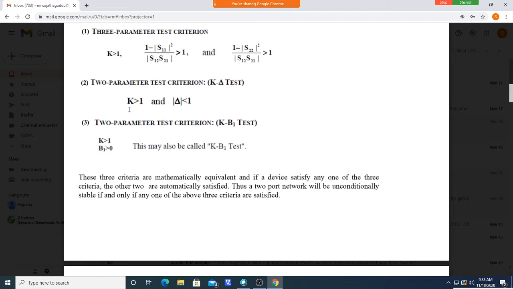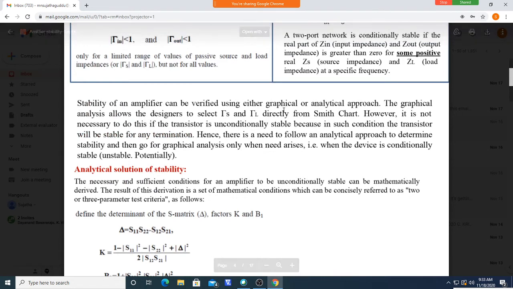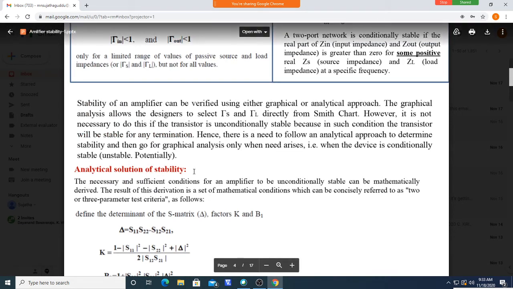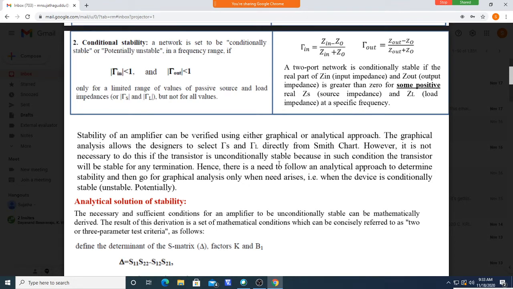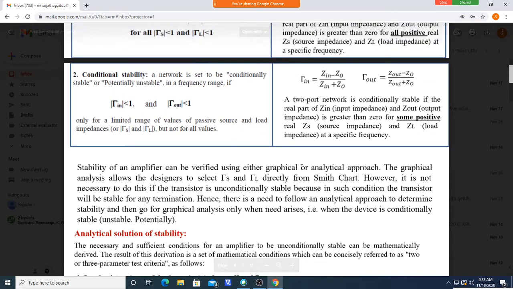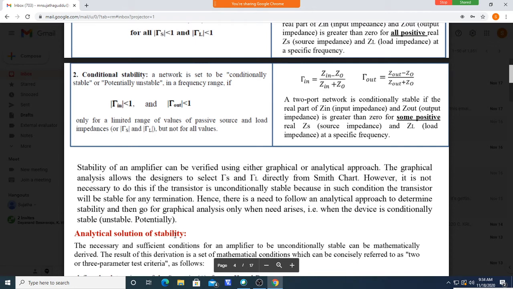If unconditionally stable, you need not go for the graphical method. Analytical solution is enough. The graphical method need not be followed. If it is conditionally stable, then only you should go for the graphical method. Now we will see what that graphical method is and why it is needed. If the system is conditionally stable, you should go for this graphical test also. Analytical solution is not enough. You should go for the graphical method because you should find out here.